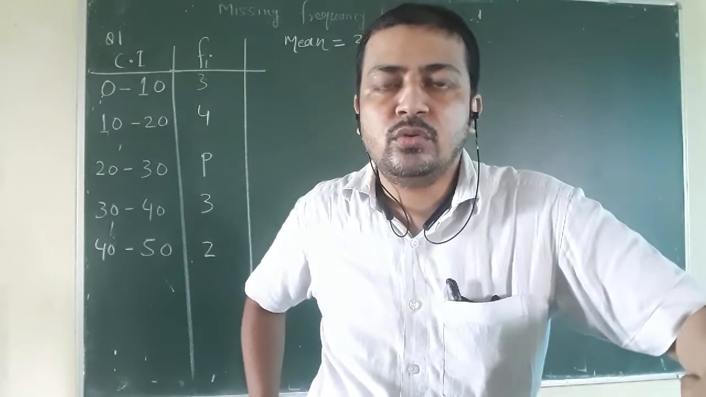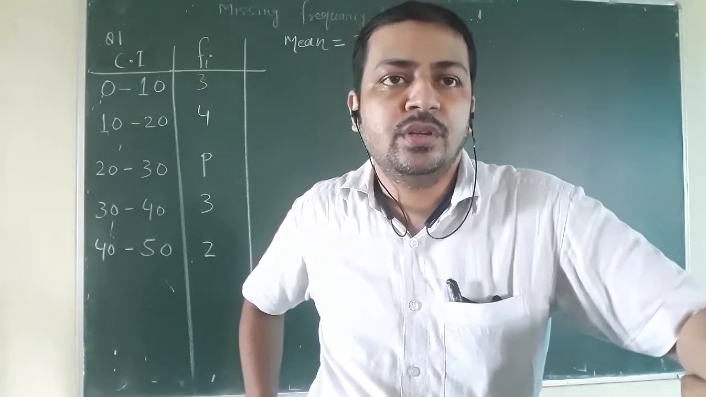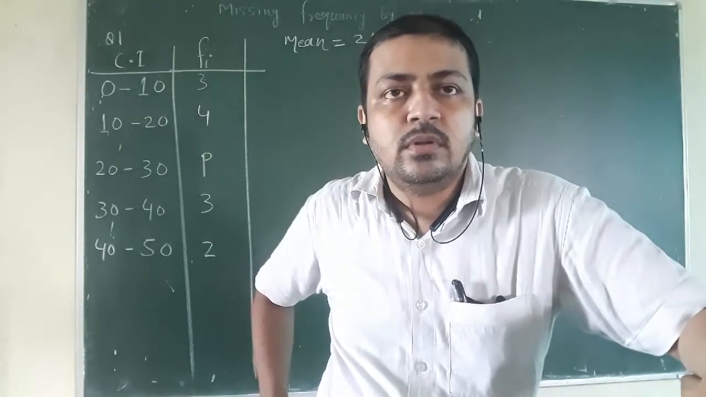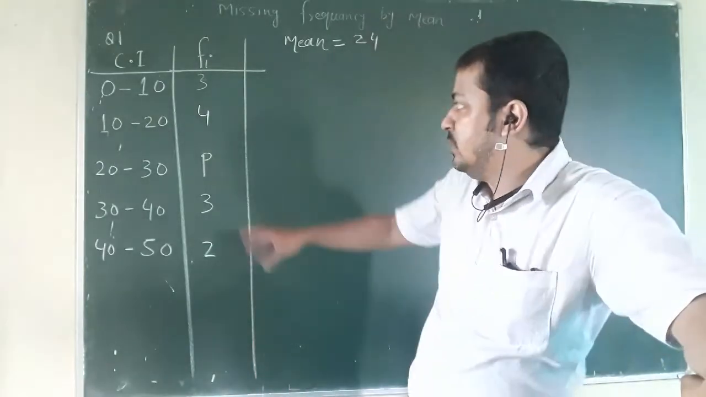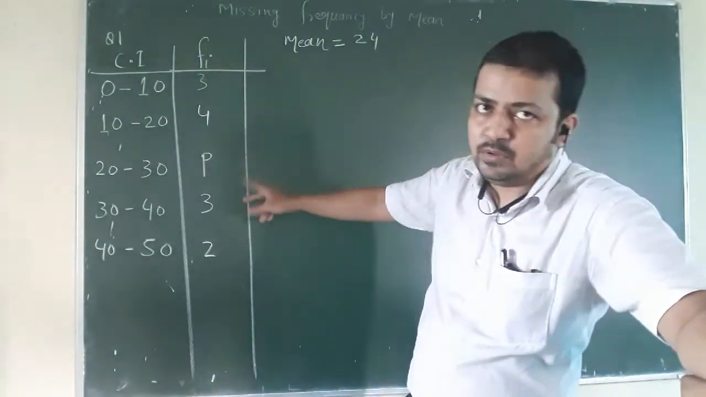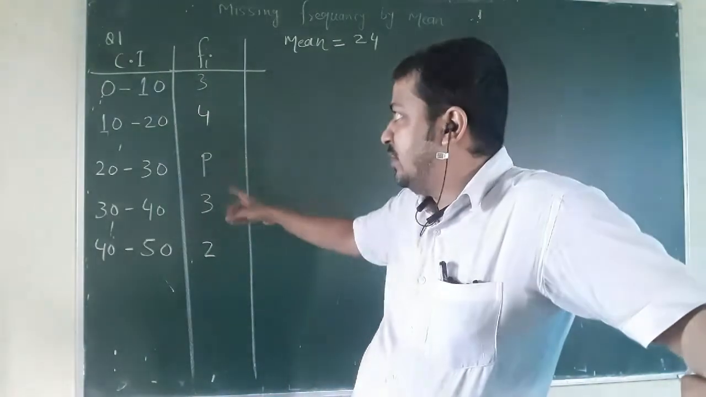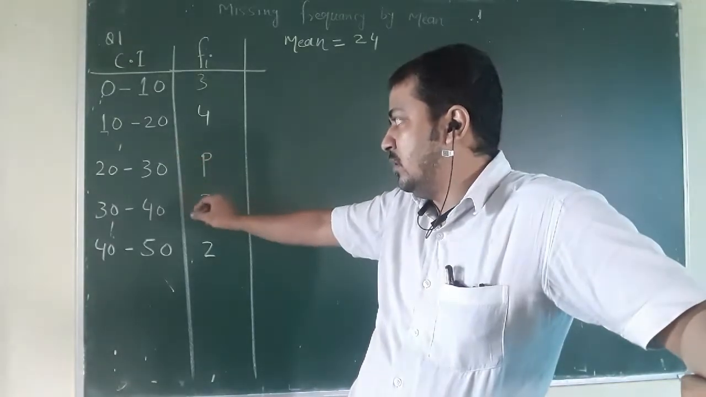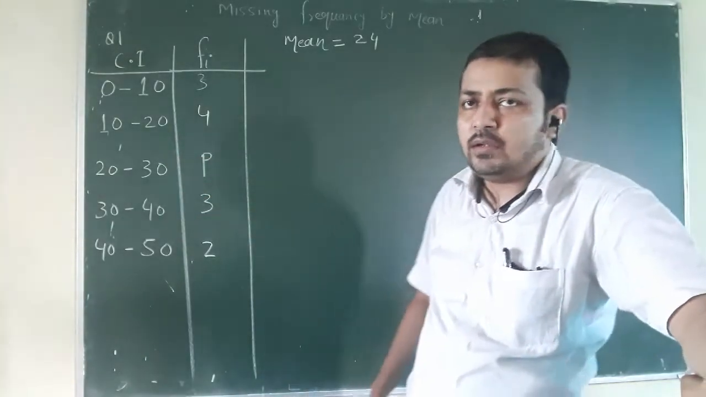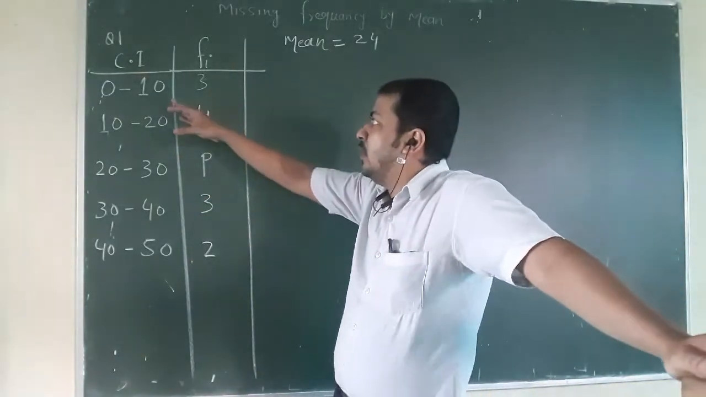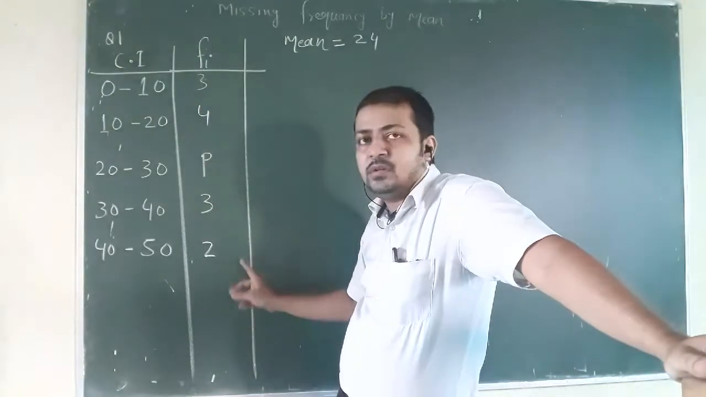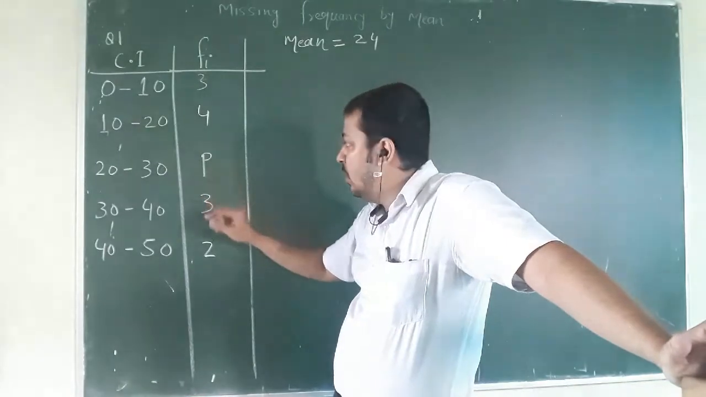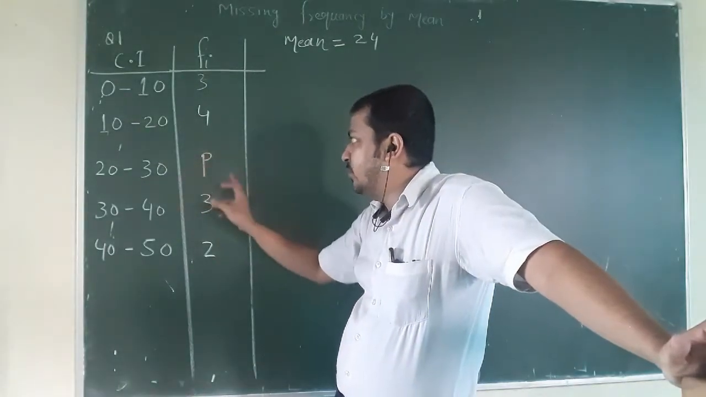This is an important question from the examination point of view. First I will solve with one missing frequency and second I will solve with two missing frequencies. In this question, the class intervals are given: 0 to 10, 10 to 20, 20 to 30, 30 to 40, 40 to 50, and corresponding to each class interval the frequencies are given: 3, 4, and this one is p. This is a variable. Then 3, 2. This p we have to find.